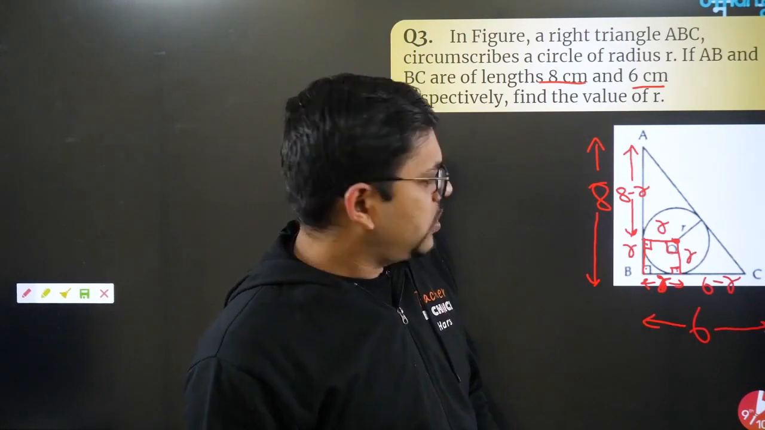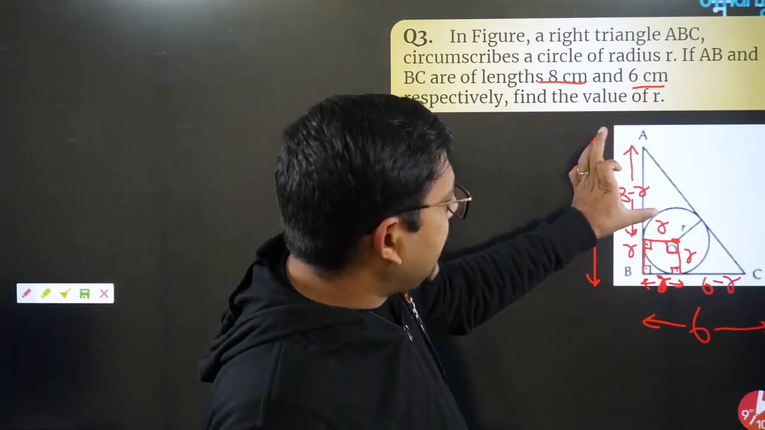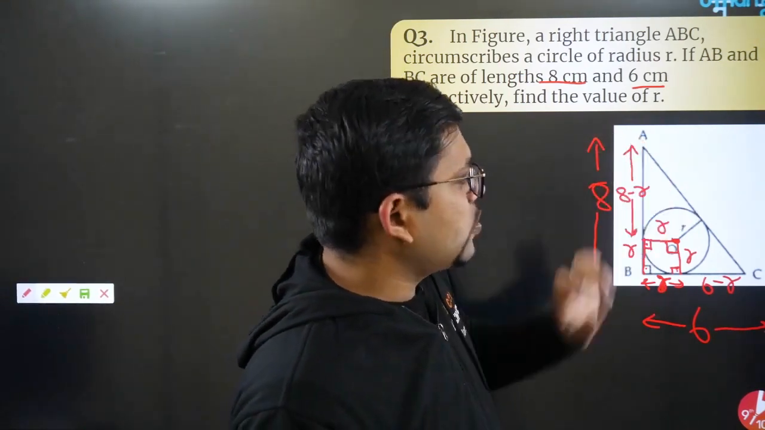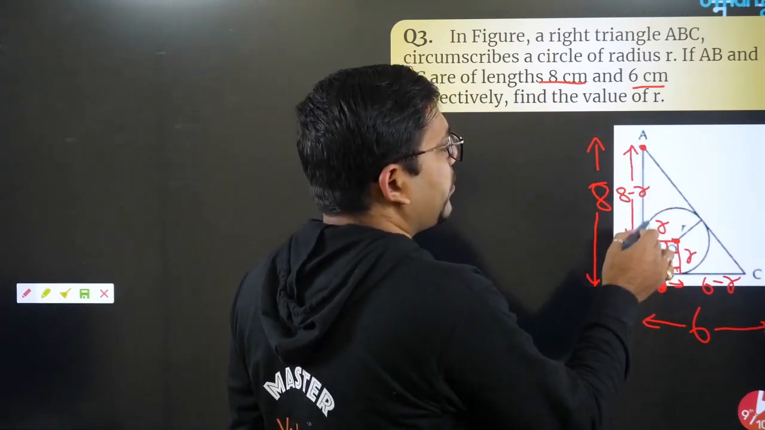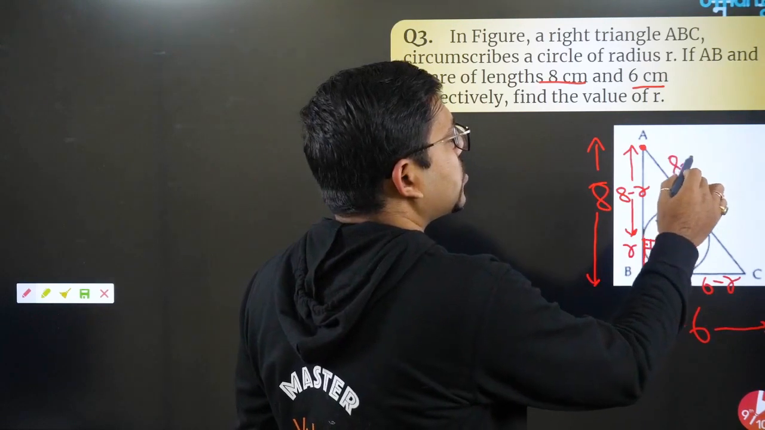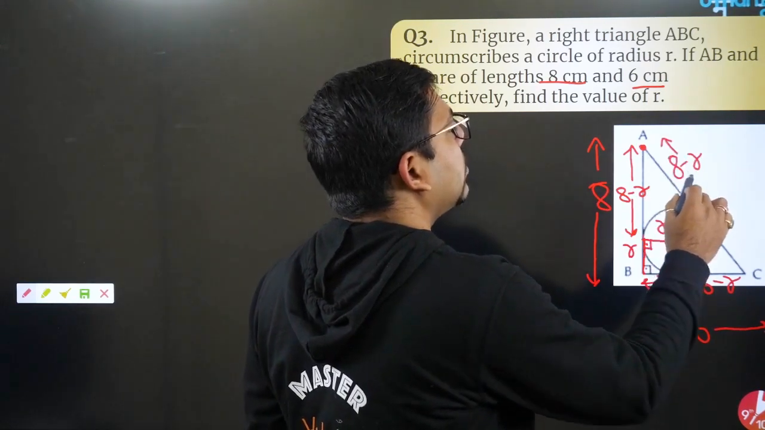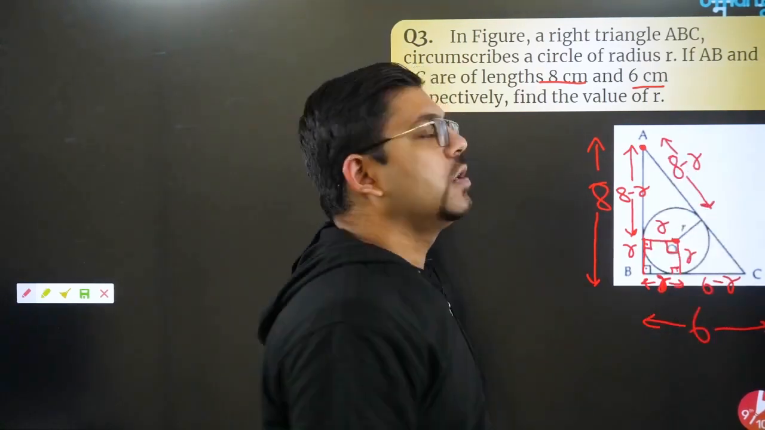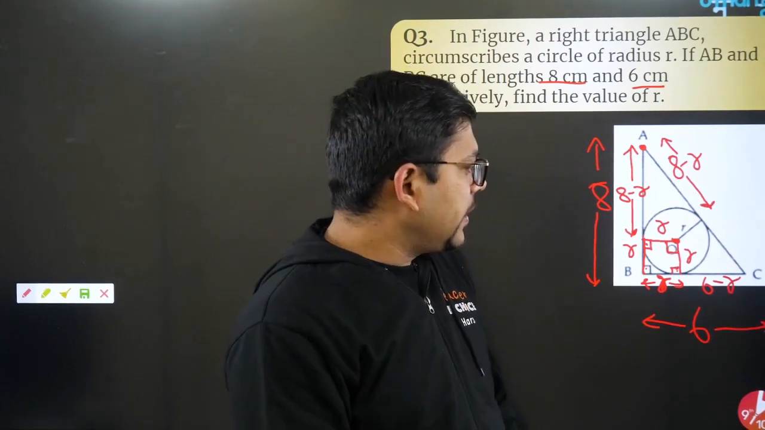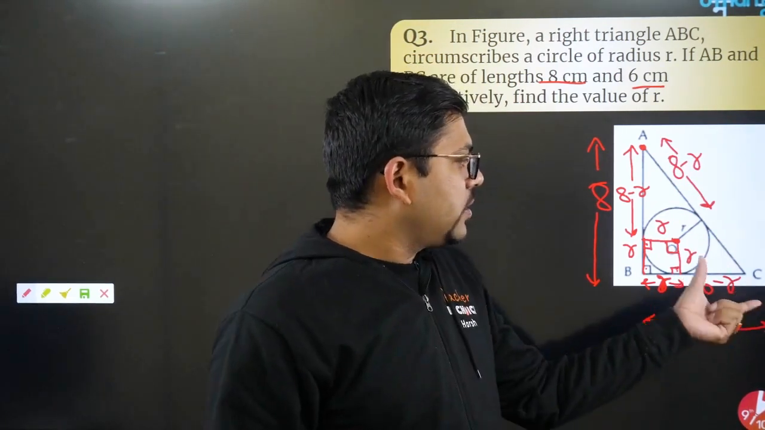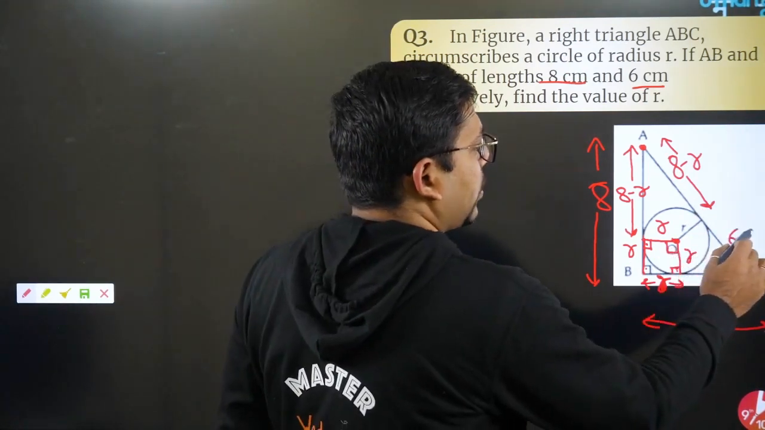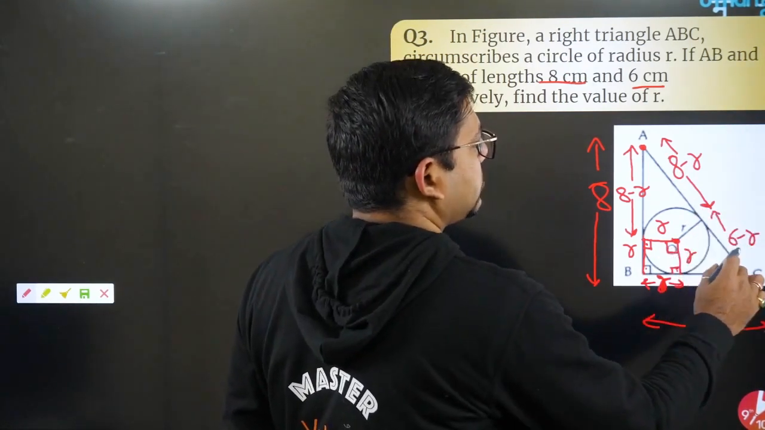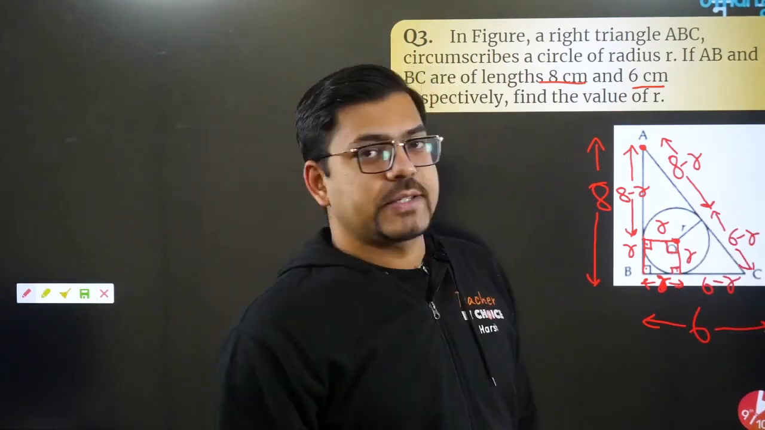Now please pay attention. If this is 8 minus R, I hope you are understanding that this should also be 8 minus R. Why? Because tangents from an external point are of equal length. So this is also 8 minus R. Similarly, if this is 6 minus R, then surely this is also 6 minus R. So here you are getting 6 minus R, and here you are getting 6 minus R.